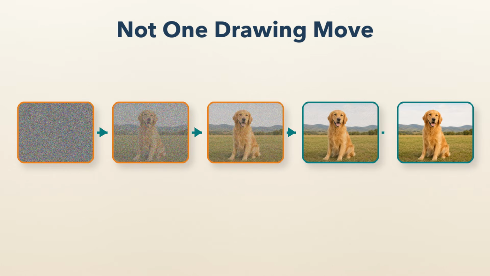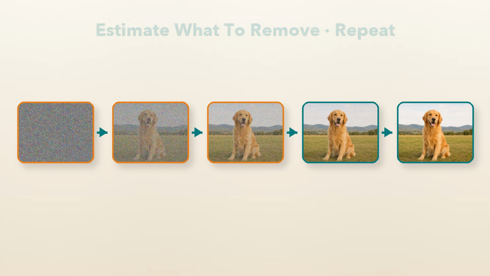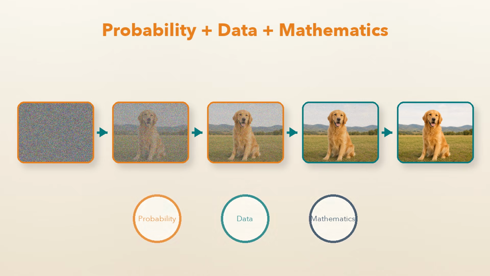Diffusion models do not draw an image in one move. They begin with noise, use learned patterns to estimate what should be removed, and repeat the process until structure appears. That combination of probability, data, and mathematics is what turns random noise into a useful image.